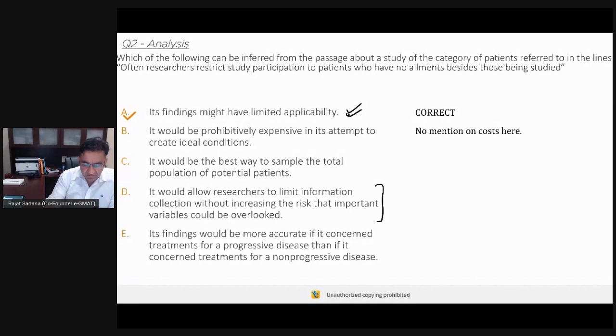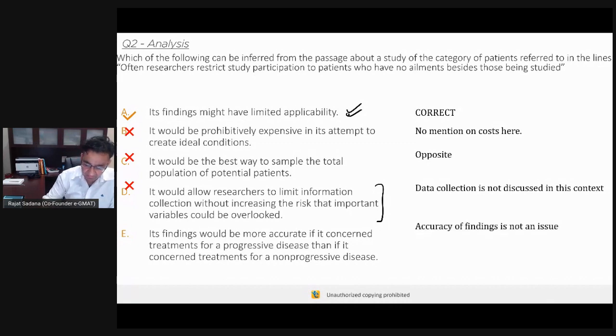Choice D, what does it do? It would allow researchers to limit information collection without increasing the risk that important variables could be overlooked. That's talked about in paragraph 1. That's not talked about in this context. If you choose this, you are mixing two things. Choice C is just the opposite. Choice E again mixes this.